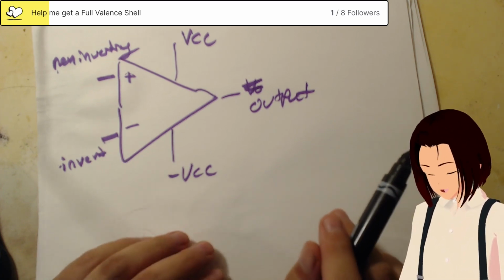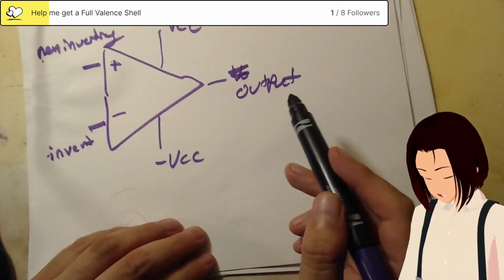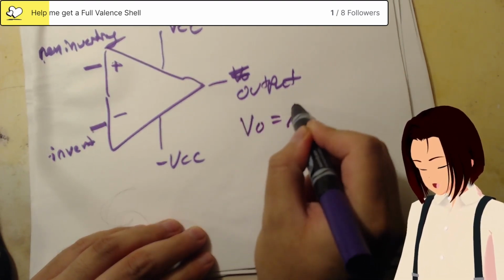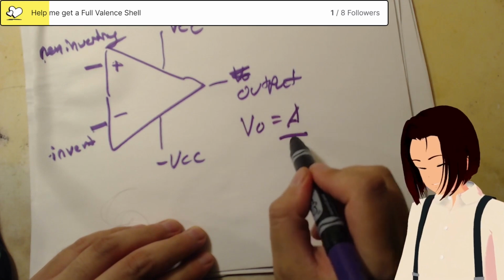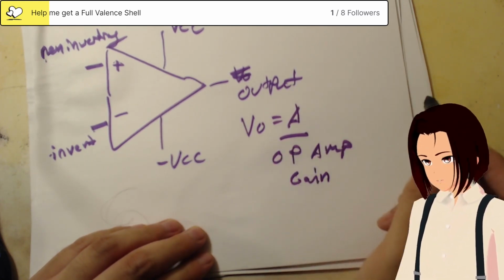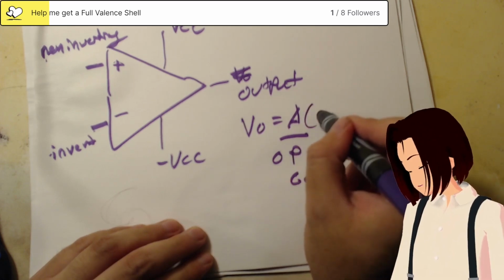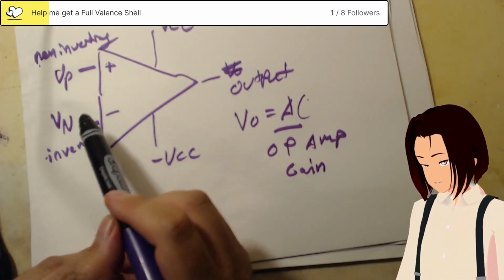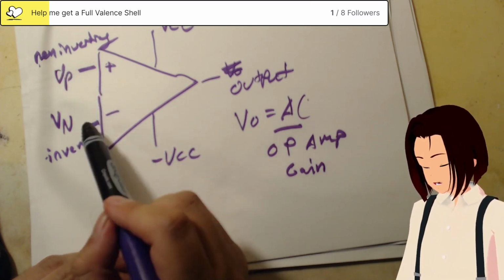The output characteristic: V out is equivalent to some sort of gain, this is called the op amp gain. It's supposed to be an A. So this is the non-inverting voltage and the inverting voltage.